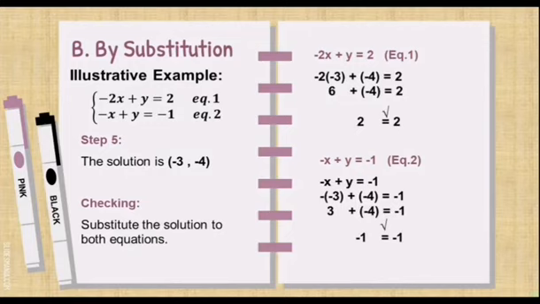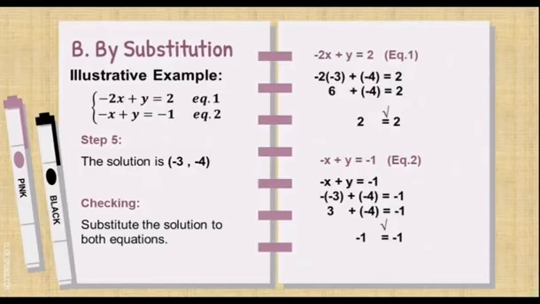Checking. Substitute the solution into both equations. For equation 1, which is -2x plus y equals 2, substitute x with -3 and y with -4. So we have -2 times -3 plus -4 equals 2. -2 times -3 is +6, plus -4 equals 2. So 6 plus -4 is +2, which is equal to +2. So therefore, equation 1, or the first equation, is satisfied by (-3, -4).